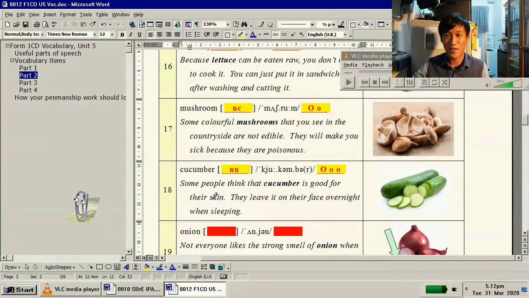So they think that it's good for their skin, keep their skin white for the ladies. Yeah. So this is maybe one of the things that this food item can do. Make the skin better.